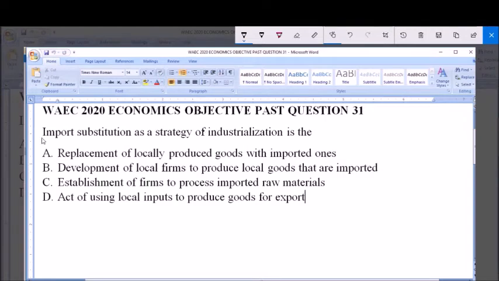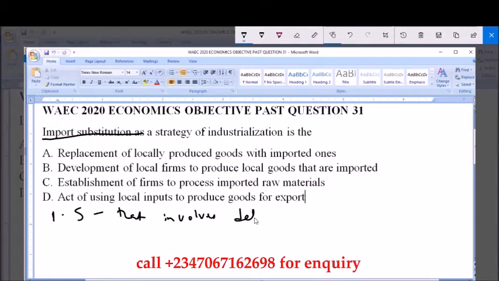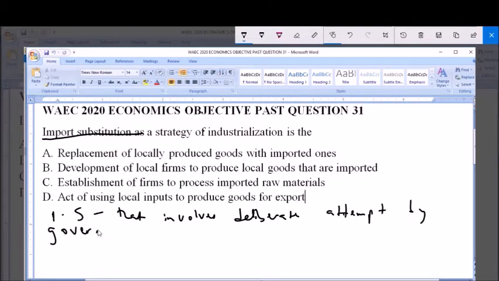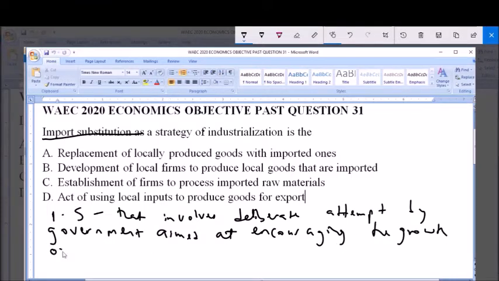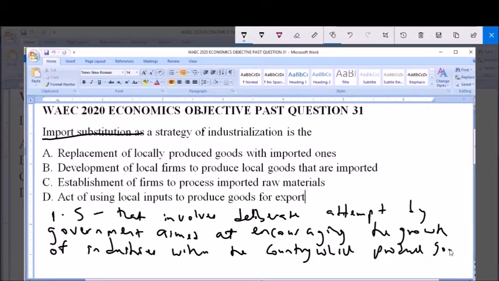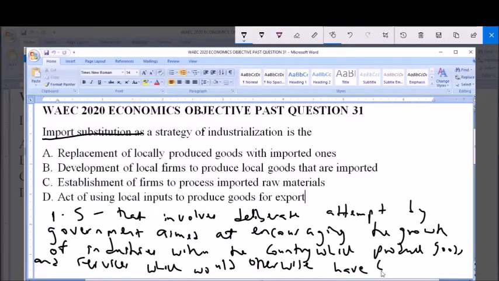Now, import substitution is a strategy that involves a deliberate attempt by the government aimed at encouraging the growth of industries within the country which produce goods and services which would otherwise have been imported.